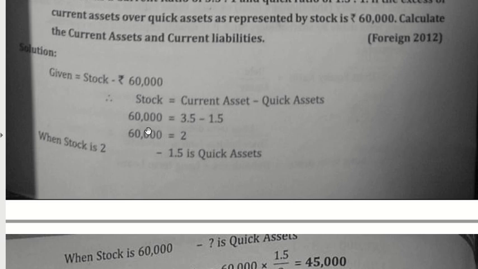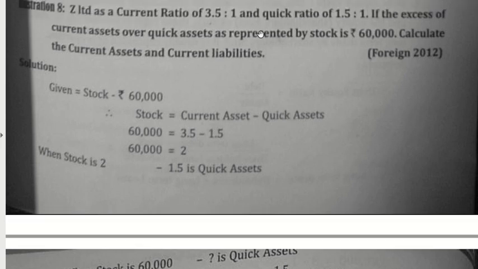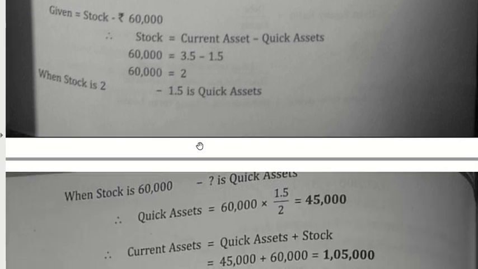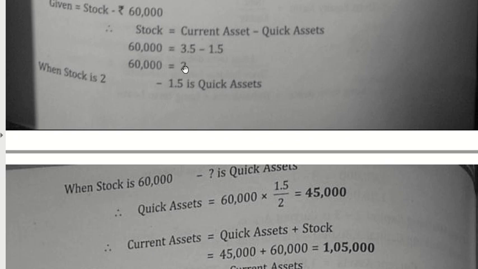They have given stock to be 60,000, so current assets minus quick asset. So your current ratio is what? 3.5. In your quick ratio, 1.5. So current asset is 3.5, quick asset is 1.5. So 60,000 is equal to 3.5 minus 1.5 is equal to 2. So 60,000 is equal to 2, which is nothing but your difference in your assets, which is considered to be a stock. So when stock is 2 as a ratio, 1.5 is your quick asset.